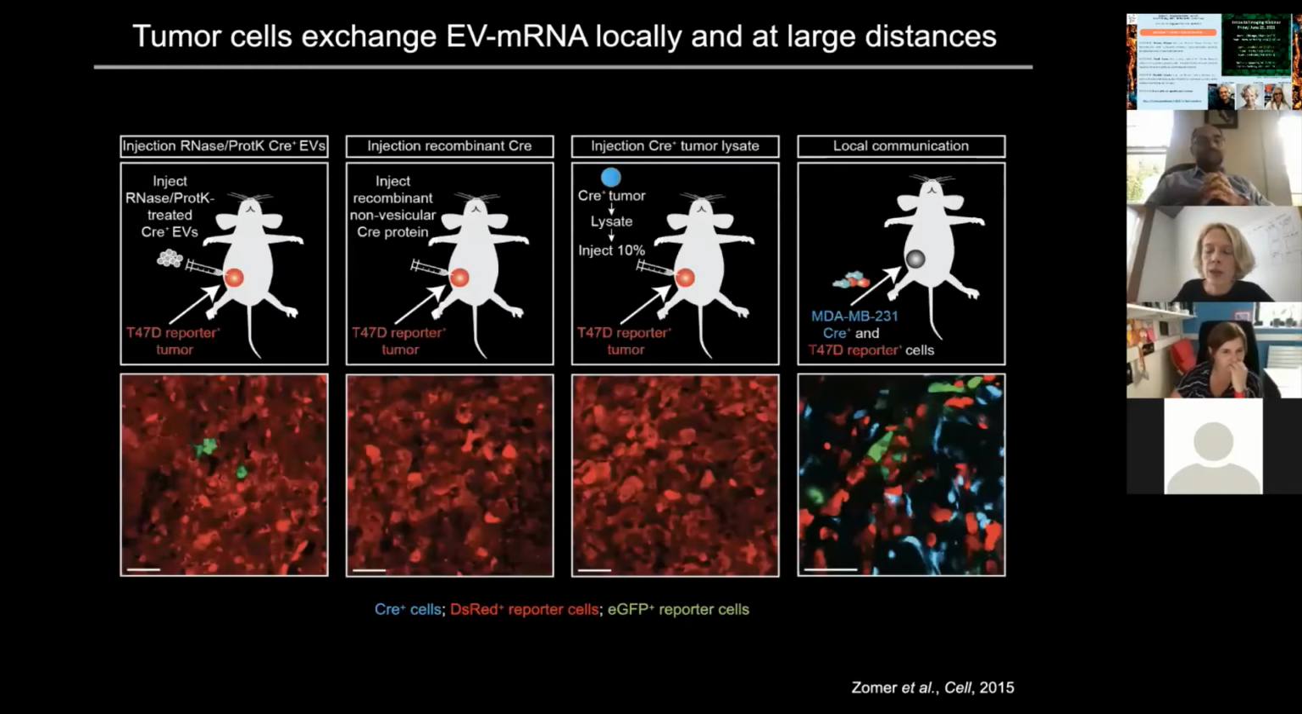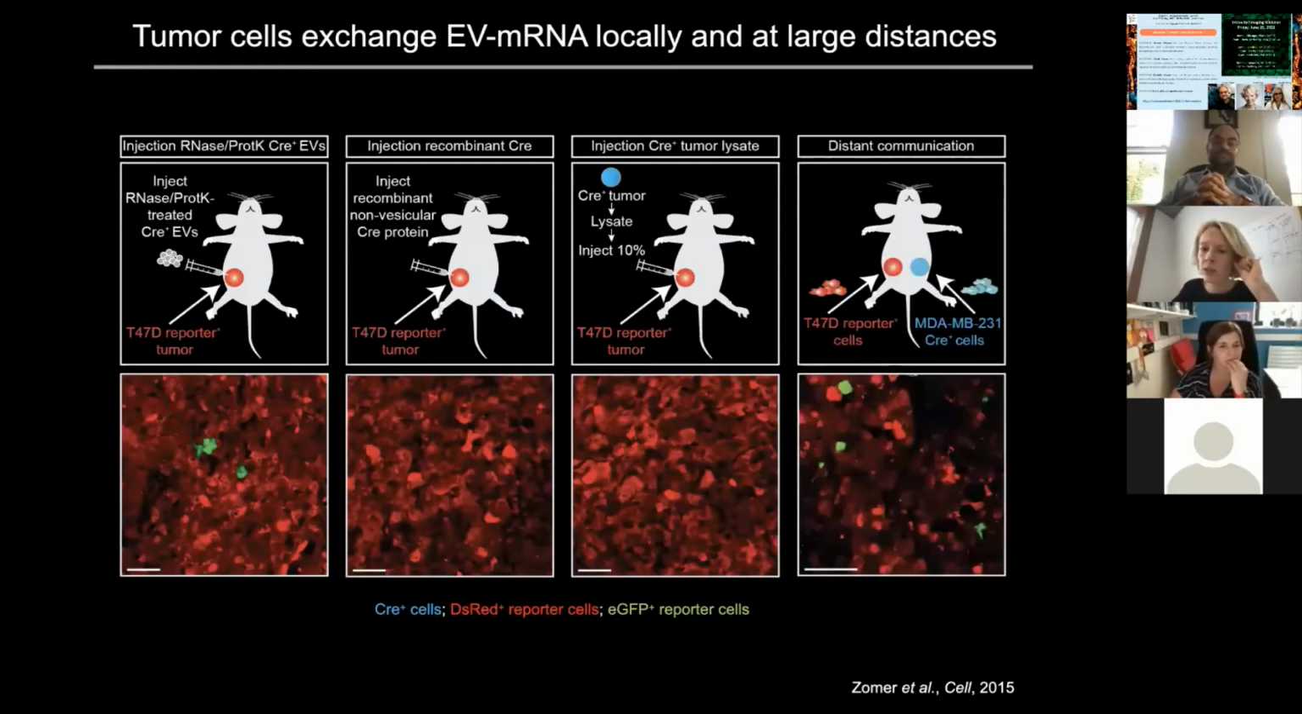Then we did a very striking experiment. We decided to inject the highly malignant CRE cells and the less malignant reporter cells physically separated, so in opposing mammary glands. And also in this condition, we observed the appearance of GFP positive cells, really indicating that these highly malignant CRE cells release vesicles that are then systemically transferred to distant sites in the body. But this might also indicate that non-tumor healthy cells elsewhere in the body might be taking up vesicles released by tumor cells.